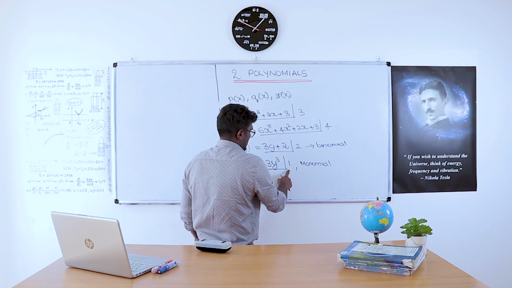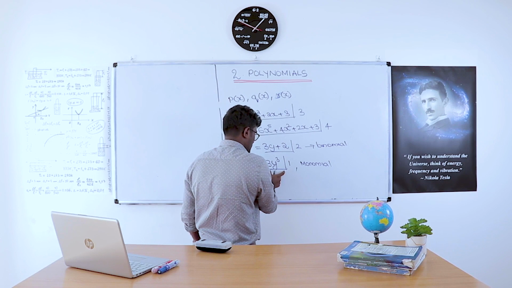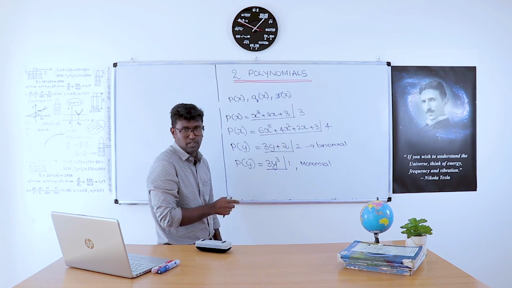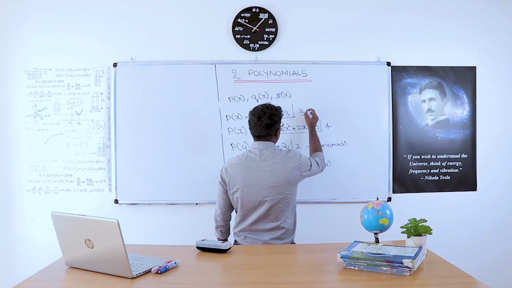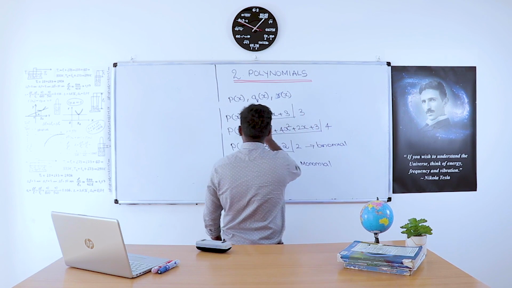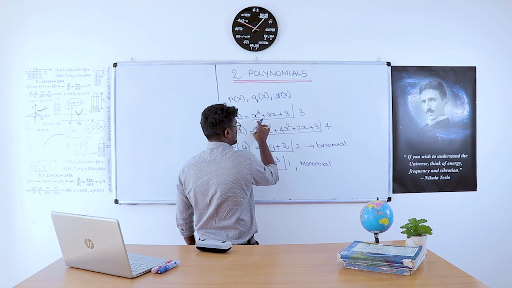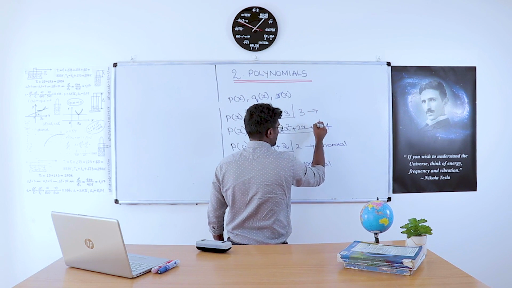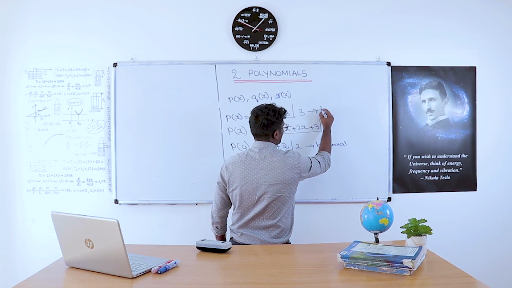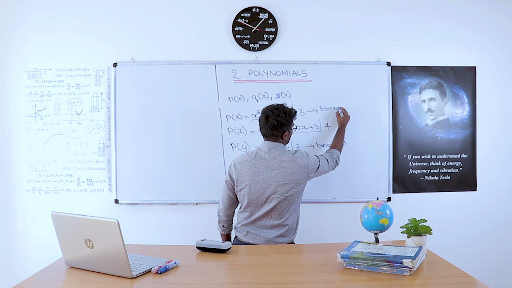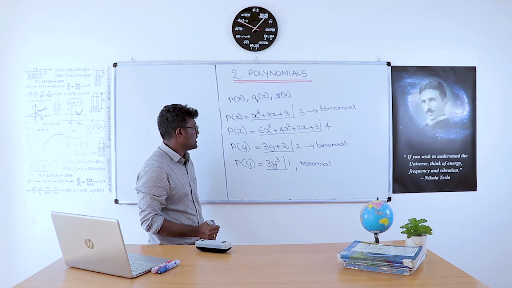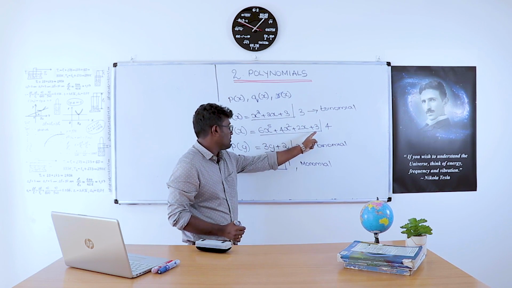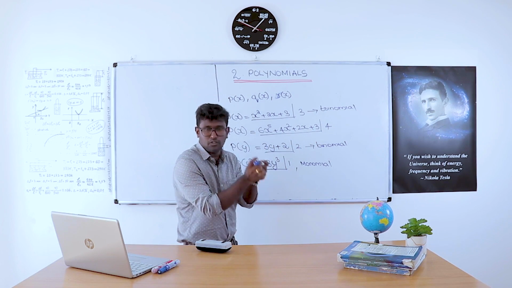So this is only one term. This consists of only one term. So this is called a monomial. This consists of two terms. This is called a binomial. A polynomial that consists of 3 terms is called a trinomial. A polynomial that consists of 4 terms is called a tetranomial.